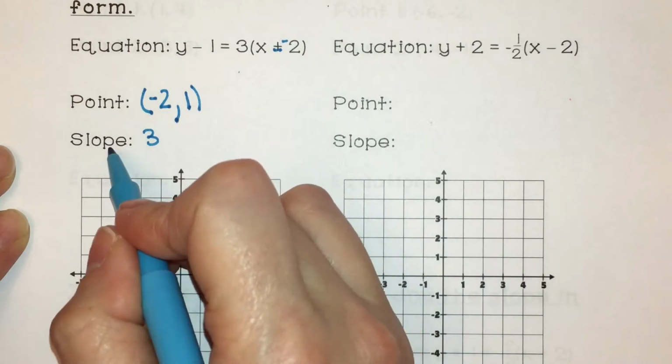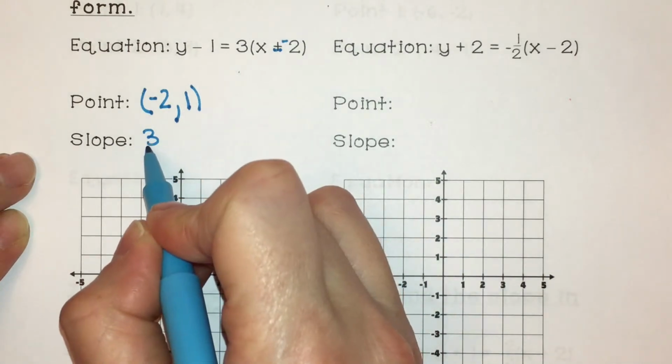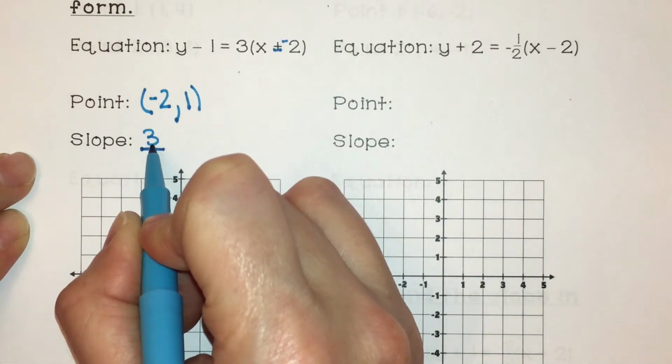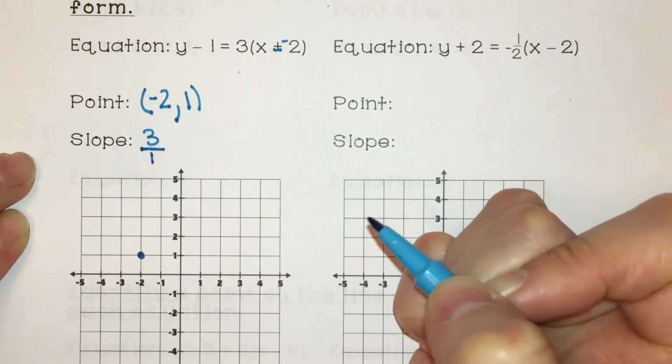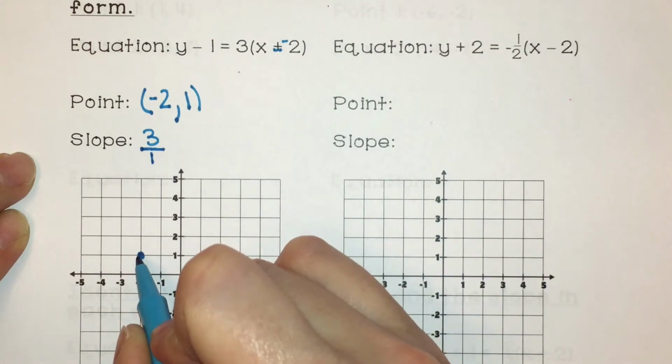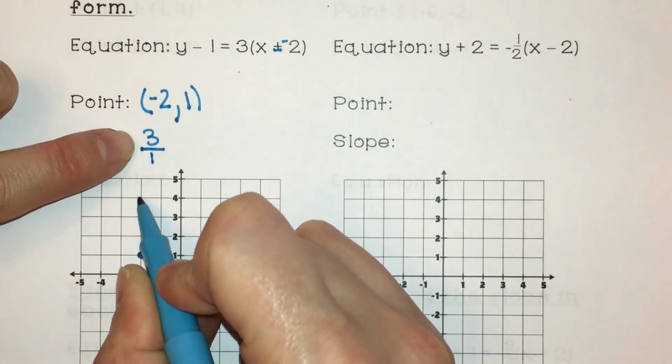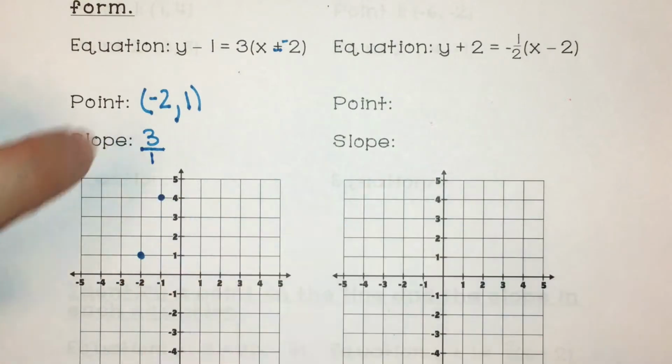And then I'm going to use my slope to find the second point. I always put the slope in rise over run form. The way to make a whole number into a fraction is to just put a 1 below it. So start at your point. From there, you're going to use the slope. So I'm going to rise 3, run 1. Connect them.